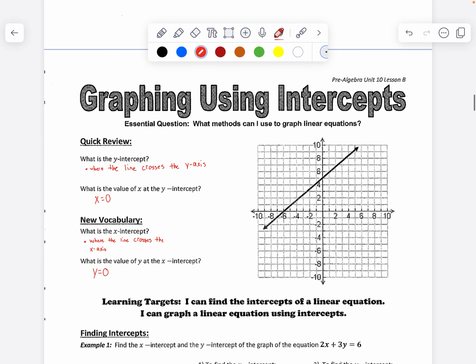Today we're going to be looking at graphing using the intercepts. So last class we looked at graphing using slope-intercept form. Now we're going to look at how to graph a second way.